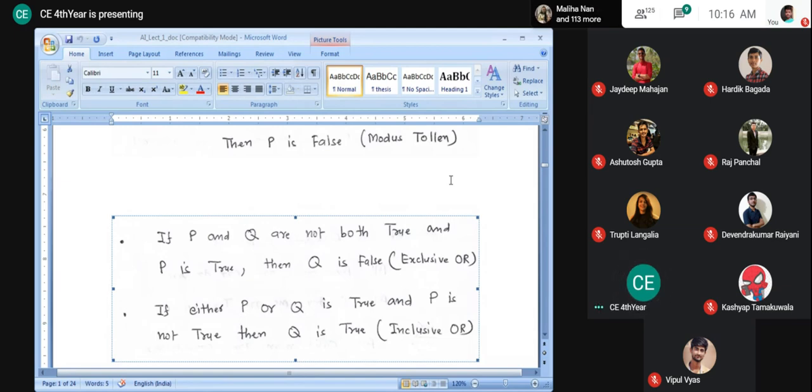And similarly, if either P or Q is true, and P is not true, the only option left for Q is to be true, and it is included to be true. Therefore, it is also called inclusive OR. Once again, either P or Q is true and P is not true. So the only proposition that remains is Q, which has to be true, and that is inclusive OR.